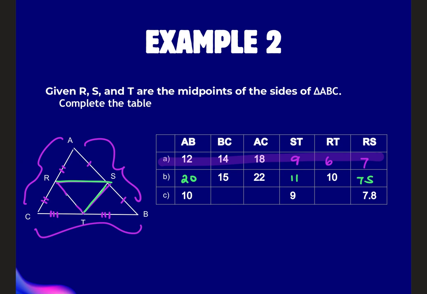And C, AB is 10. ST is 9. And RS is 7.8. So BC is double the 7.8, or 15.6. AC is double the 9, or 18. RT is half the 10, or 5.